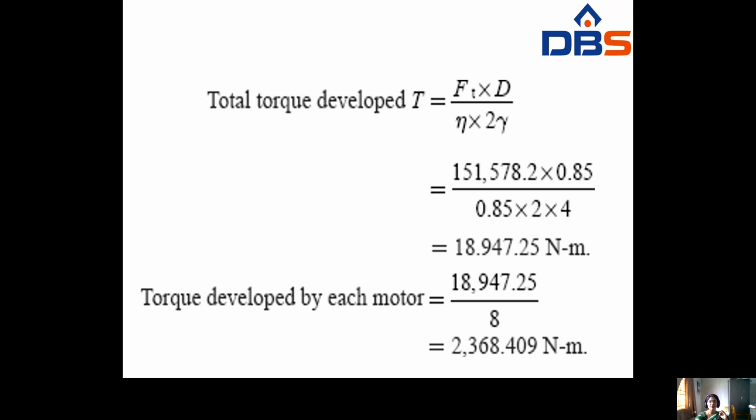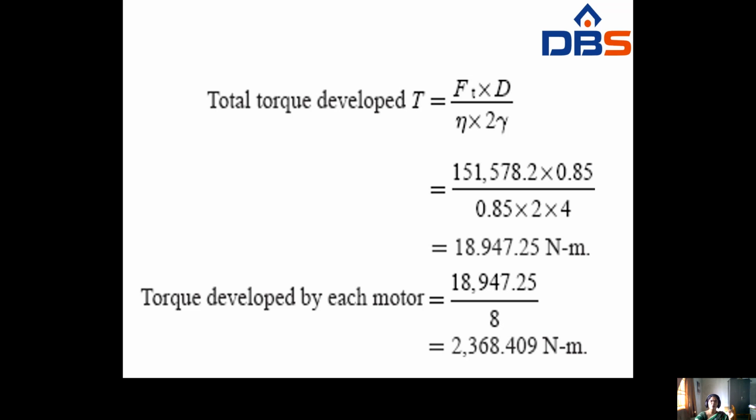The total torque developed. Okay, so here the total torque developed T equal to Ft into D divided by eta into 2 gamma. Here gamma means gear ratio. Okay, so Ft value here you can get the 1,51,000.